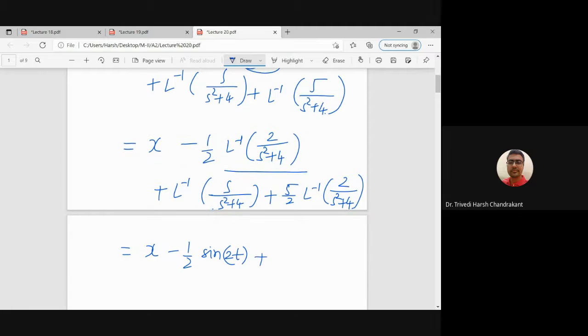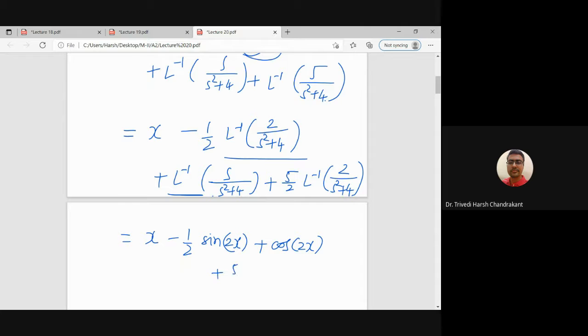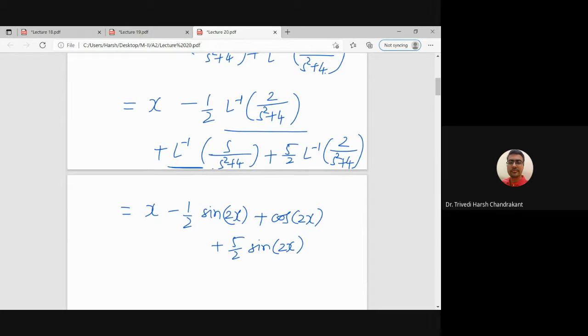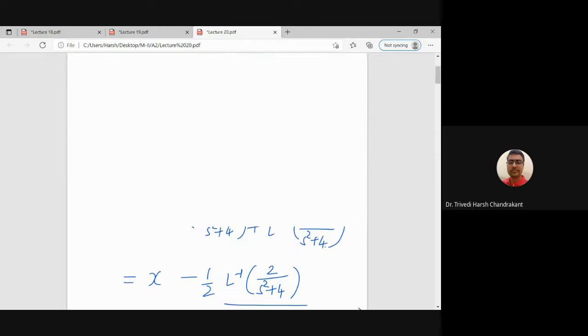Similarly, this term is cosine 2x. Yes, you are right, we are considering it as a function of x, so that should be x. And the last term will again be a sine function. So now we found y of x.